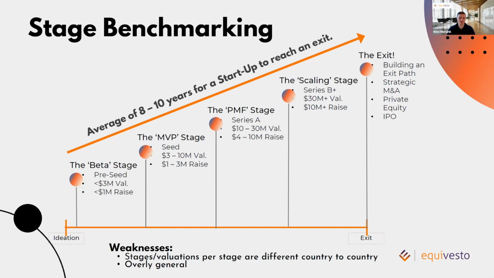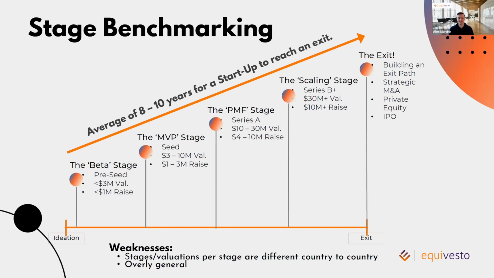So at first we have the beta stage. This is when you're sort of at your pre-seed stage of the business. You're probably going to be getting a sub $3 million Canadian valuation, and you should be raising less than $1 million. At this point, you are really getting started. You're building your minimum viable product, but it's not even fully completed yet.